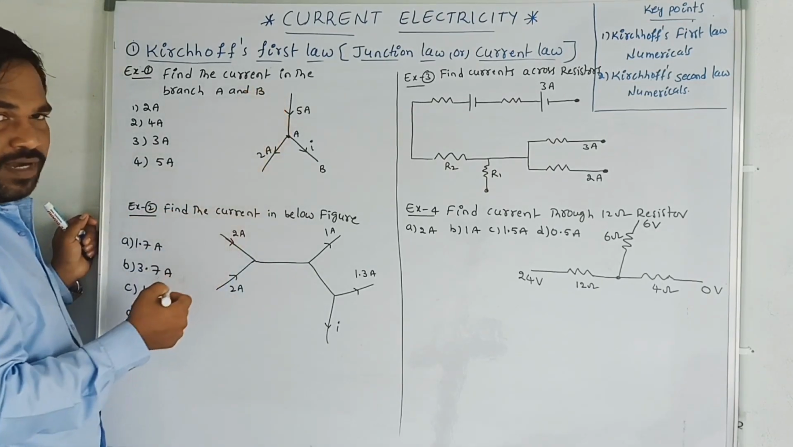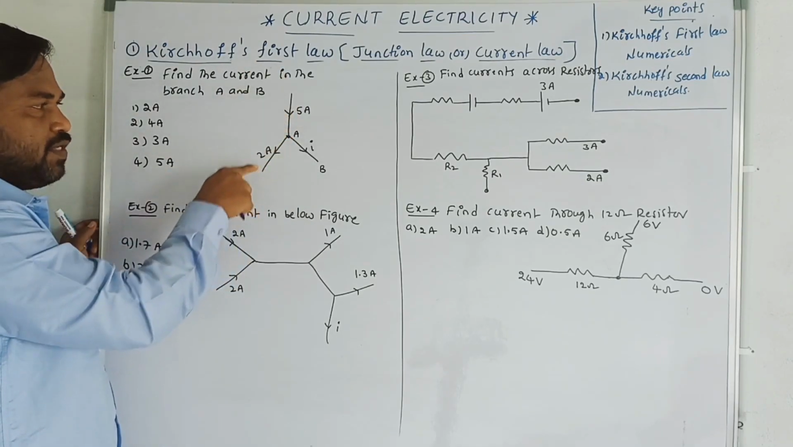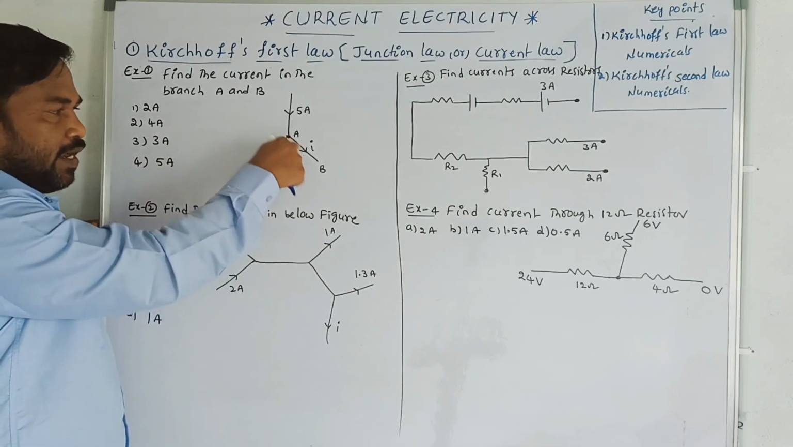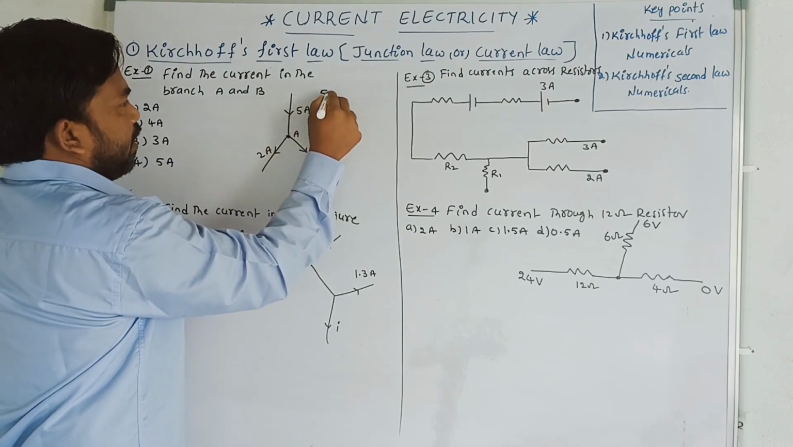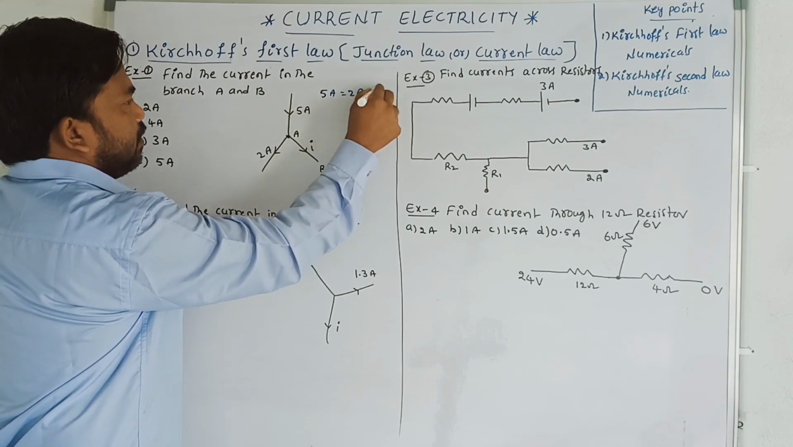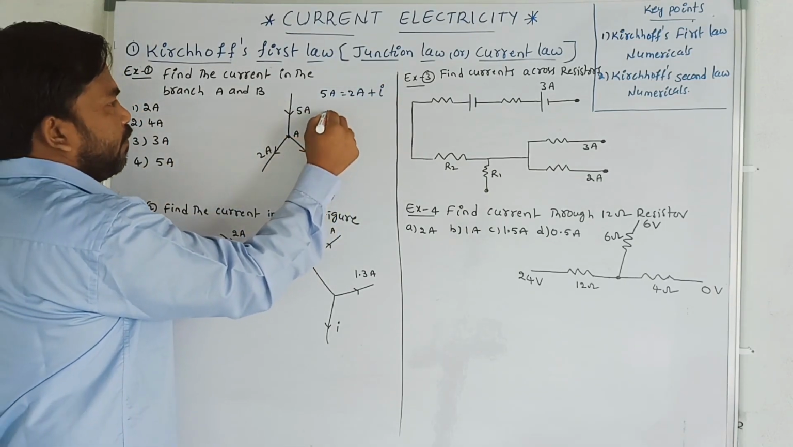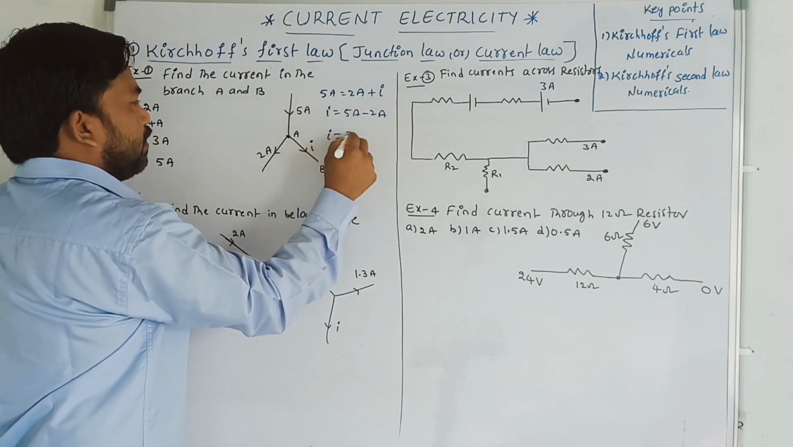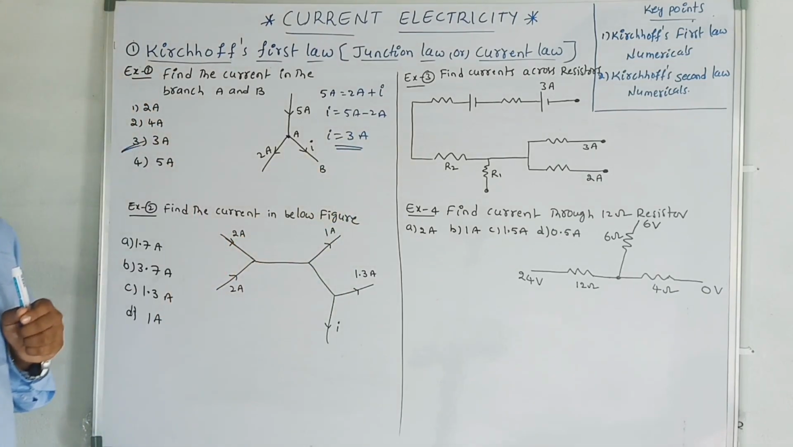Now identify the currents entering the junction. A 5 ampere current is entering the junction, and a 2 ampere current is leaving the junction, and current I is also leaving the junction. Therefore, current entering, 5 ampere, is equal to current leaving, 2 ampere plus I. We have to find current I in the branch AB. Therefore, I is equal to 5 ampere minus 2 ampere. Then I is equal to 3 ampere. Therefore, option 3 is the correct answer.